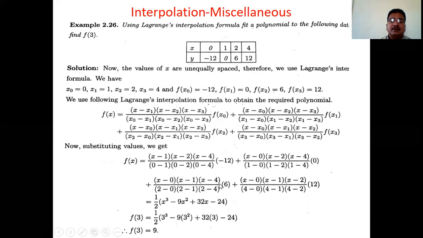Okay, and the next question is what? Find f of 3. So f of 3 is what? Substitute x is equal to 3, and by using this formula f(x), we can also find f of 5, f of 6, f of 7, f of minus 1, and any number, f of 0.5, f of 0.6, we can find by using this formula. So f of 3 is 9 by substituting x is equal to 3.